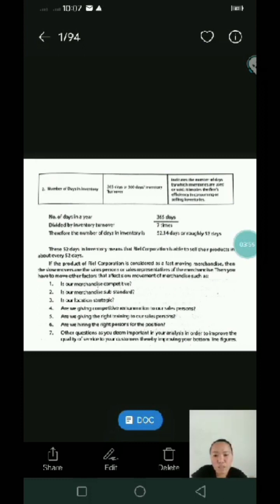Are we hiring the right person for the position? Or other questions as you deem important in your analysis in order to improve the quality of service to your customer, thereby improving your bottom line figure. So, kailangan din mo isa-isa kung kailangan din mo pangitaon kung asa jud siya.